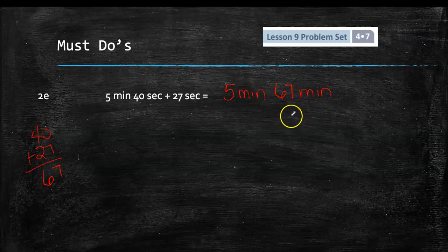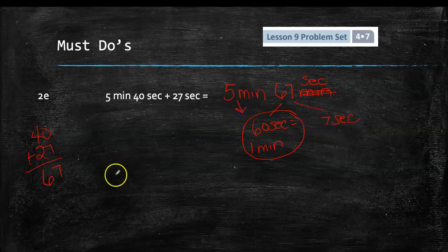Can I make another hour? I can. I'm sorry, seconds. Can I make another minute? I can, because I need 60 seconds to make 1 minute. And that's going to leave me with the other part, 7 seconds. So let's add our minutes together, and I now have 6 minutes and 7 seconds. There it is, friends. Great job. Let's go ahead and go to the next problem.